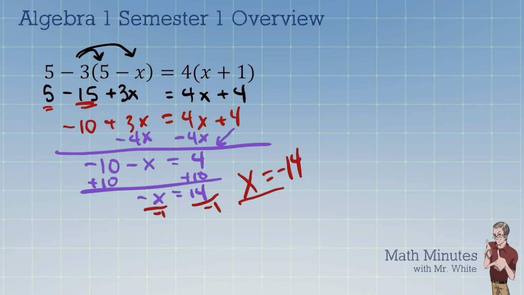x equals negative 14. So take a close look at all my work there. We have to get the variables all to one side by removing them from one side, and then that's what merges it into the other side.